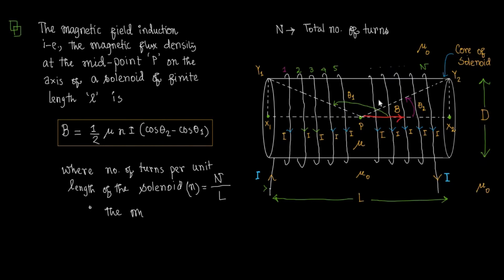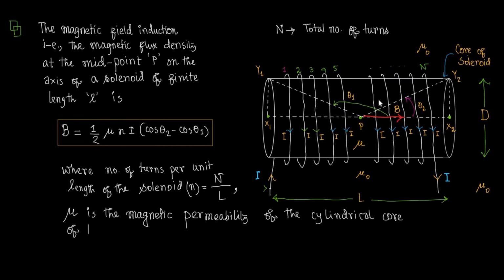Mu is the magnetic permeability of the cylindrical core, and B has the expression half mu n I (cos theta 2 minus cos theta 1). Mu is the magnetic permeability of the cylindrical core, and mu 0 is the magnetic permeability of the surrounding medium or that of vacuum.